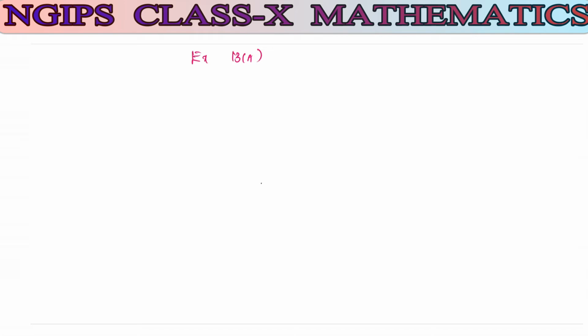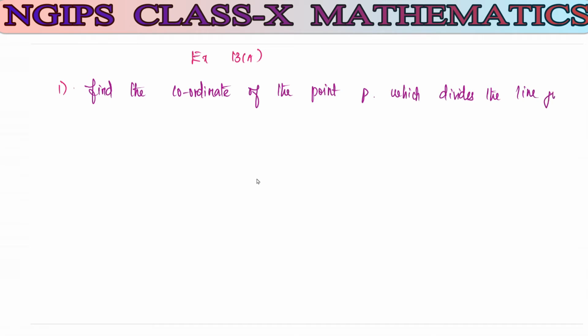Here we have exercise 13a. The first one: find the coordinates of the point P which divides the line joining A and B in a given ratio. The points given are A (1, 3) and B (5, 9), and the ratio given is 1:2. First I am going to draw the line.